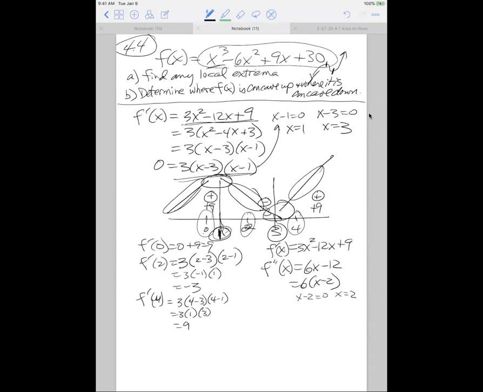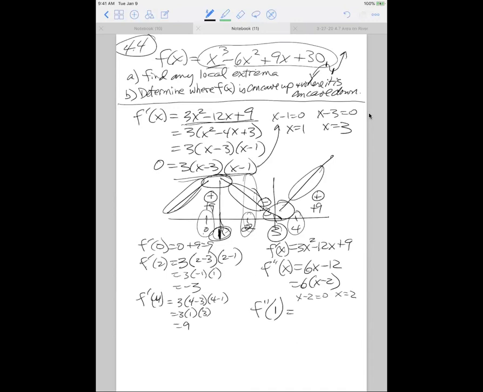So at x equals 2 is where there will be a possible point of inflection, where it's changing from concave down to concave up. If you notice, if we plug in the critical value into the function, f double prime, the second derivative, at this point, it'll tell you whether it's concave up or concave down.